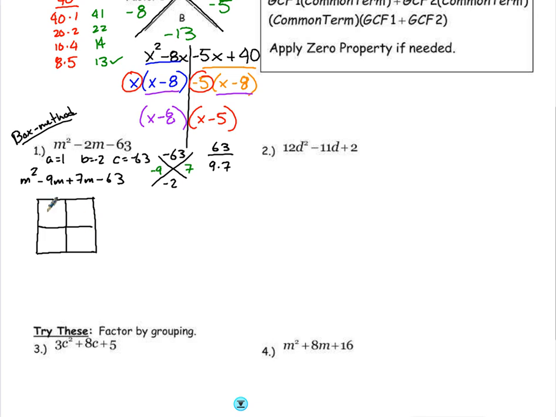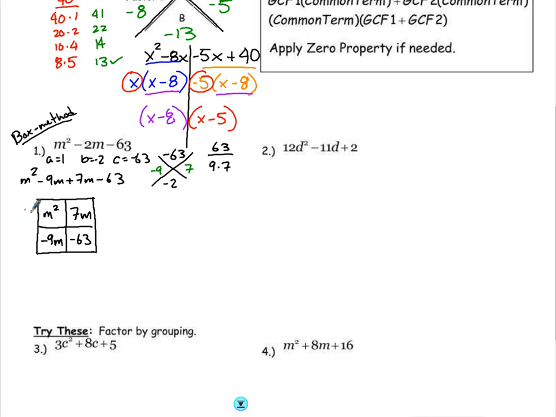M squared is going to go in the top left. Negative 9m is going to go below that. Diagonal from that is my 7m. And the bottom there is a negative 63. The order of those terms is very important, so make sure that you're following that same pattern every time. And now what we're going to do is basically find GCFs, but we're going to move in different directions. So the first thing I'm going to do is look at the first row here.